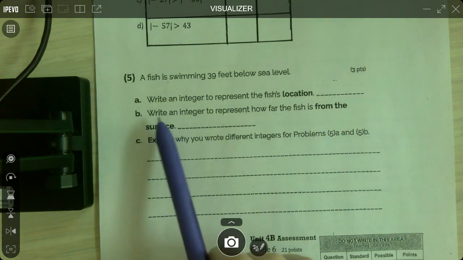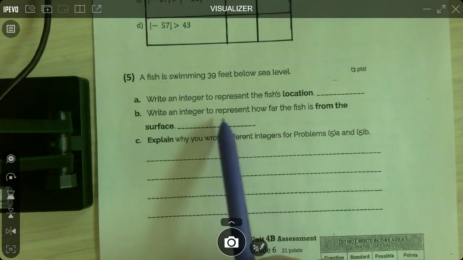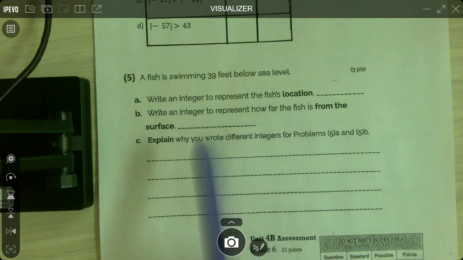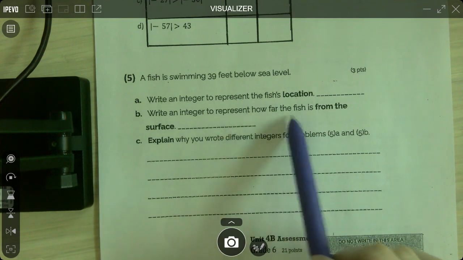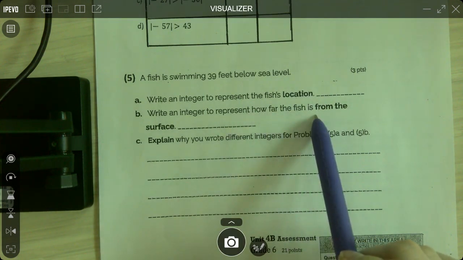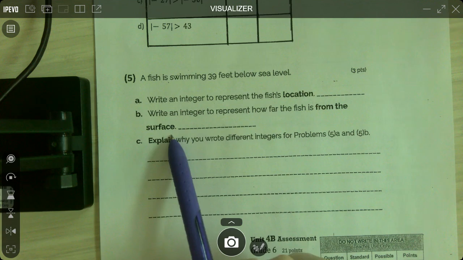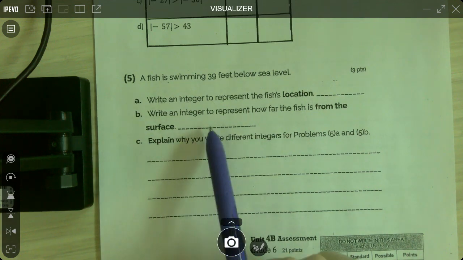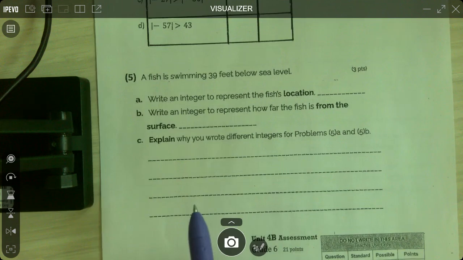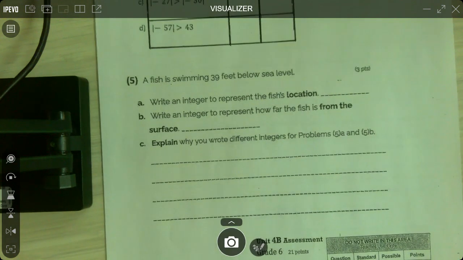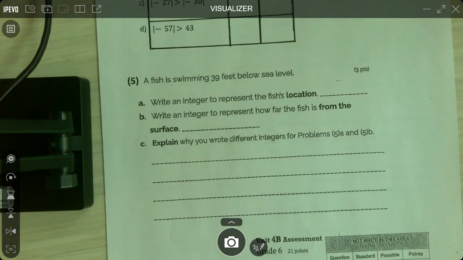Letter B wants you to write an integer to represent how far the fish is from the surface. So if we're talking about how far the fish is from the surface, we have to figure out its distance from the surface. So what number would you write right there? Remember what you learned about distance in that one.